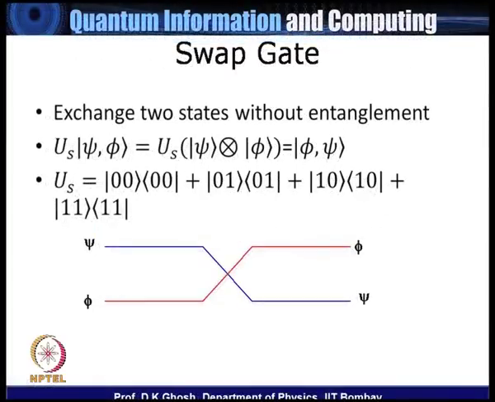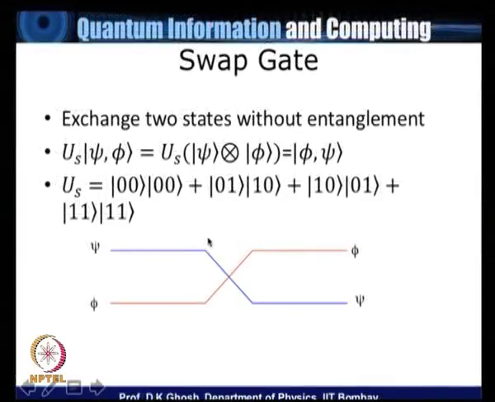Let me talk about 2 more gates. First is a swap gate. Swap, as the name suggests, simply interchanges 2 states. So therefore, the operator US working on psi phi, psi is the first qubit, phi is the second qubit, which is the same as US acting on the direct product of psi with phi, gives me phi psi. So the corresponding operator expression is this, so that the first line was psi, now the first line becomes phi.